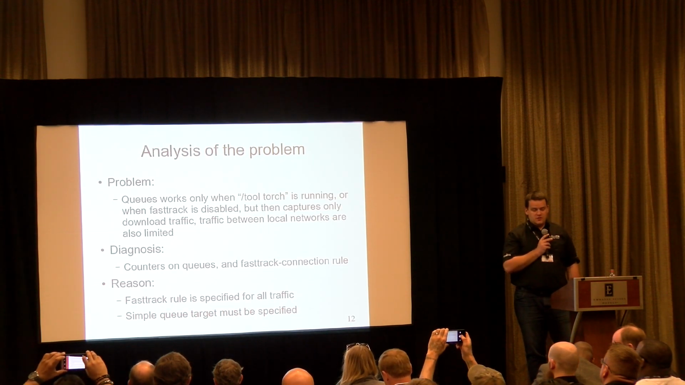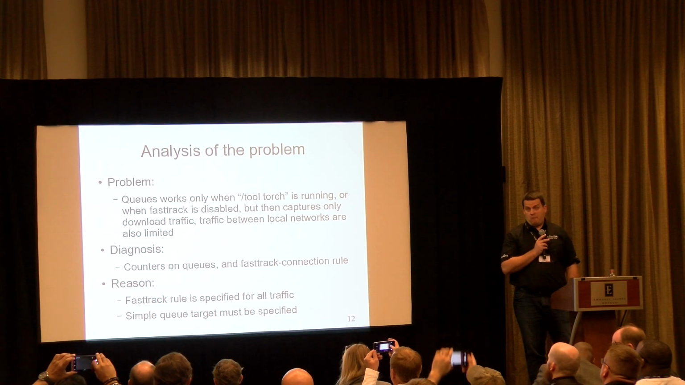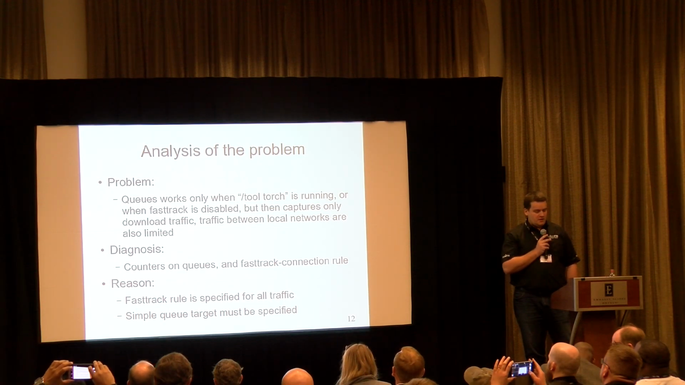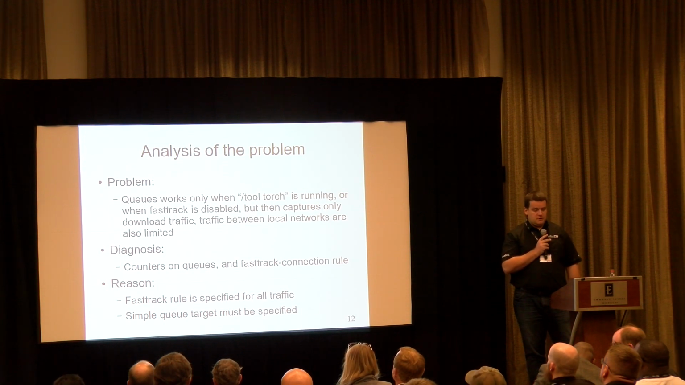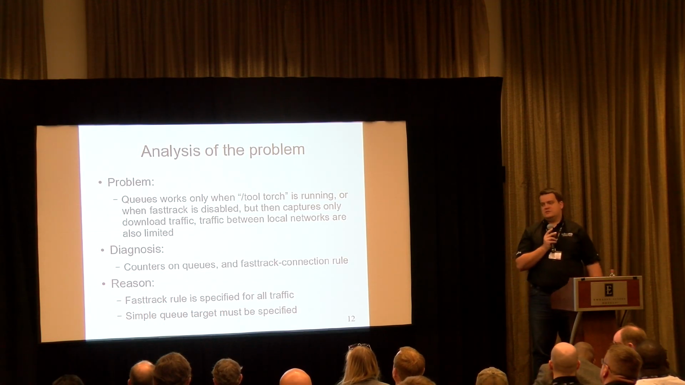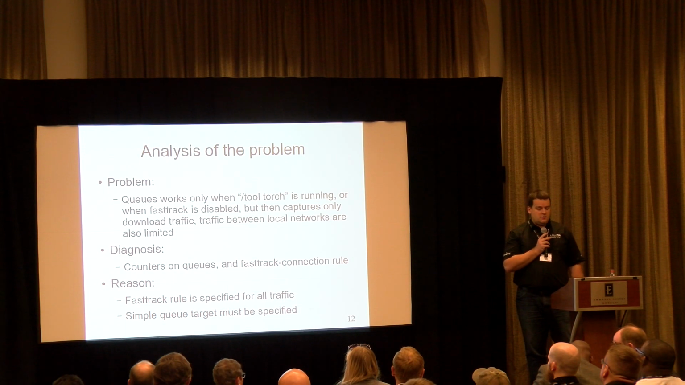Queues work only when Tool Torch is running. Strange. Or when I disable the FastTrack connection rule. But when the queues are working, they will capture only download traffic. Also, the traffic between local networks is limited, and you want it in the fast pathway. So what to do? How to diagnose the problem?